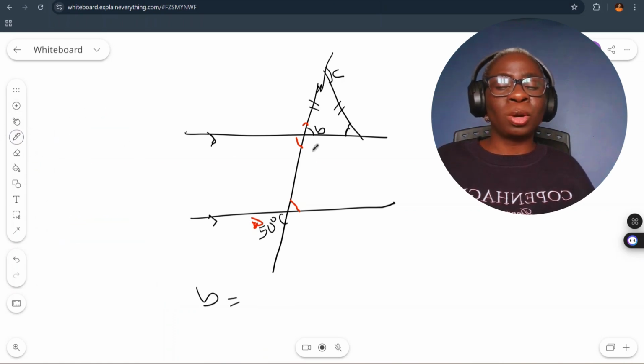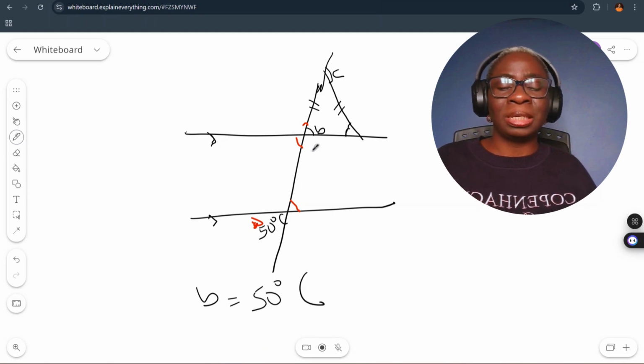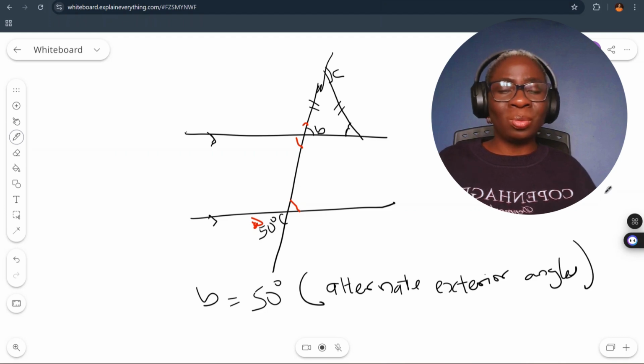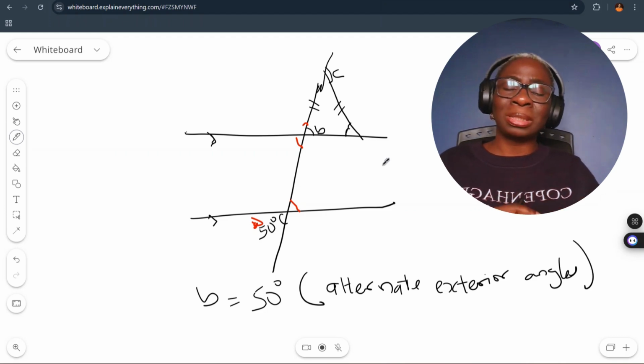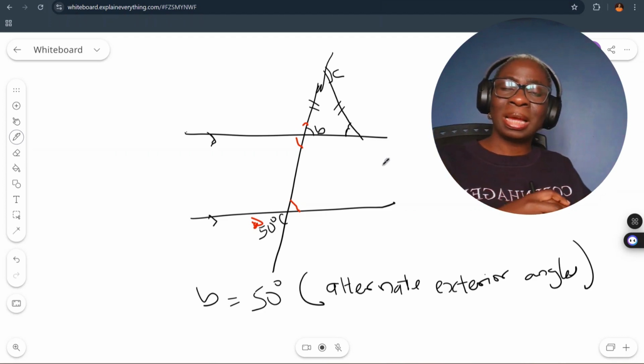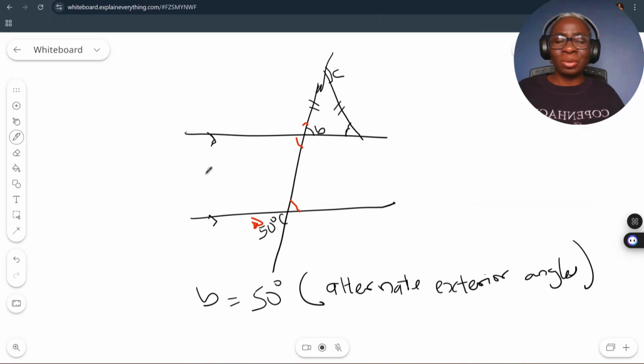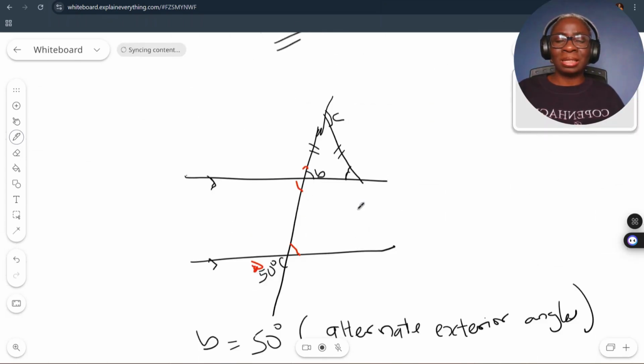So B will be equal to 50 degrees, and you put your reason in the bracket: alternate exterior angles. Alternate exterior angles are equal. So you just say alternate exterior angles. And now that we have gotten A and we've gotten B, how do we find C? Now let's take a look at this triangle very well.